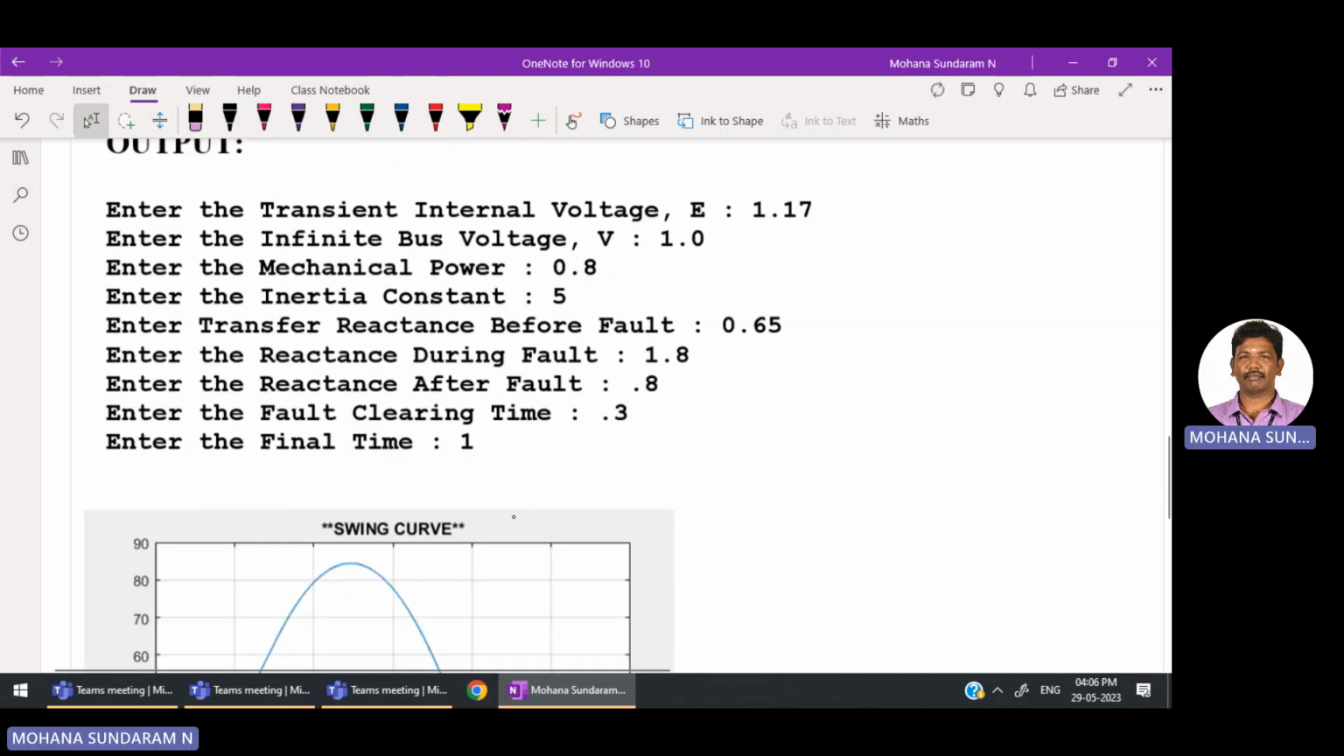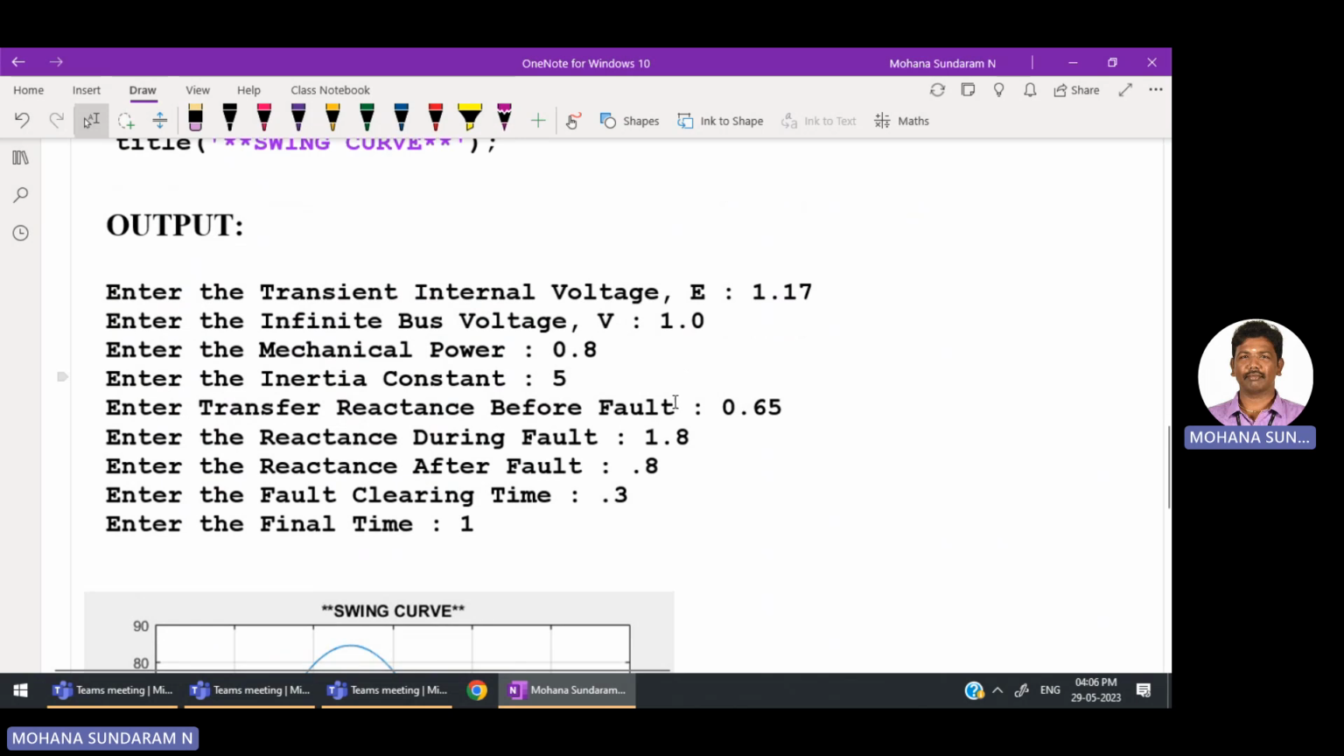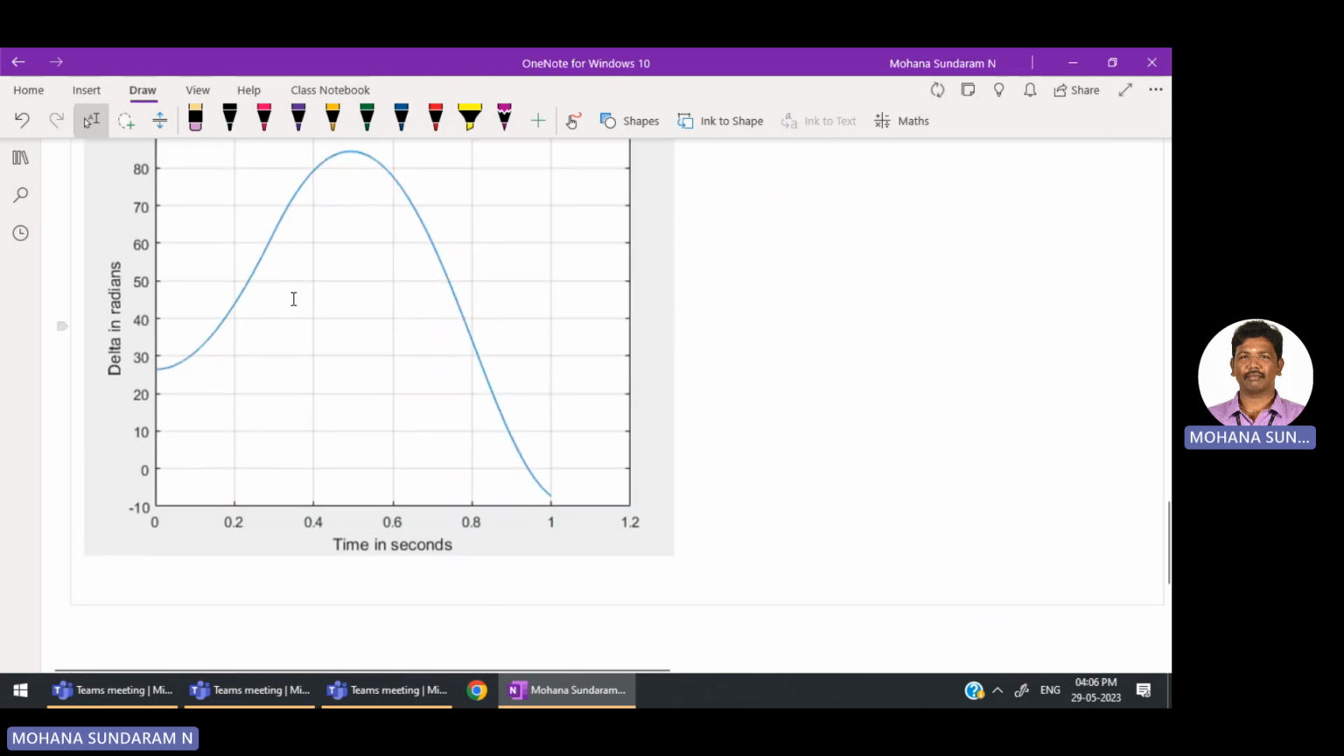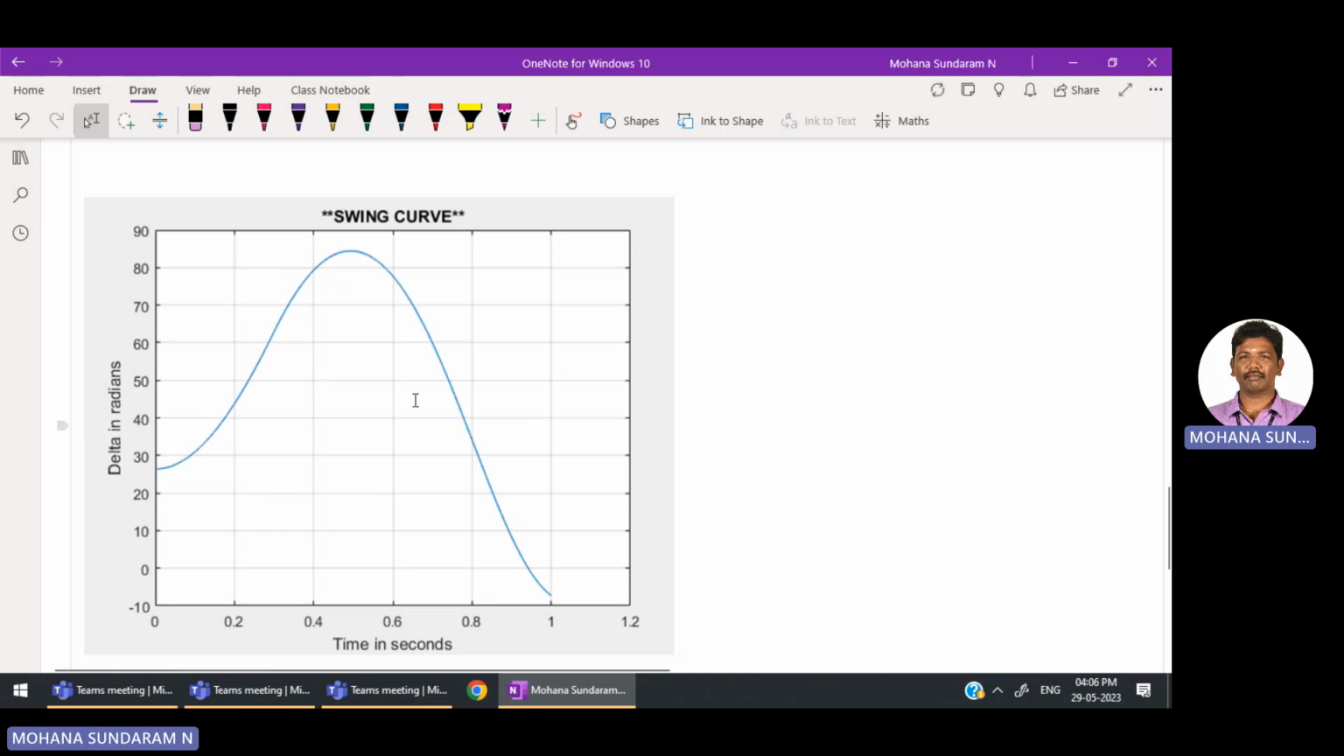Now just have a look at it. This is your output portion where we have to give all the values. Here I'm giving the fault clearing time as 0.3 seconds and the final time is 1 second. So this is the swing curve. And as per this swing curve, it is settling down, right? So it does not keep on increasing. That means the system is getting stable because the fault is getting cleared before the 0.3 seconds itself. Okay.